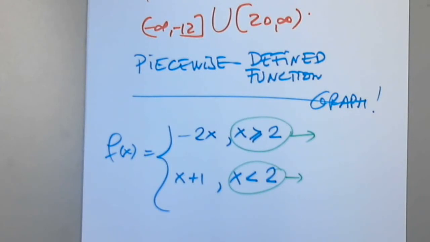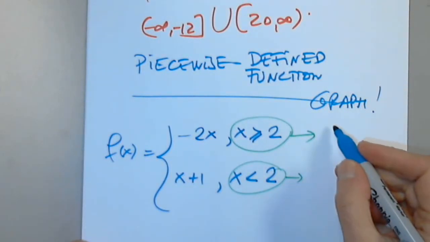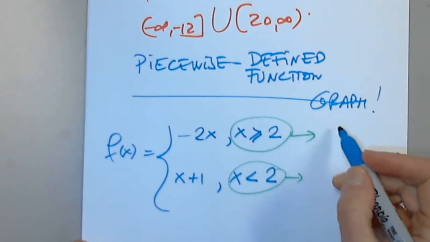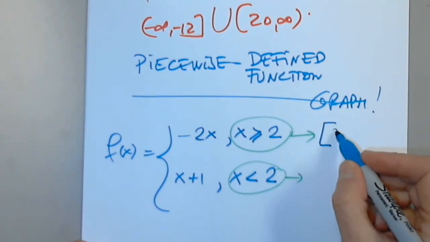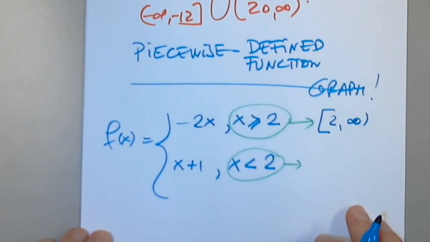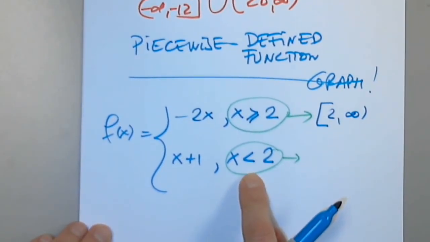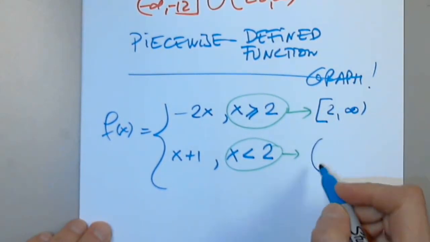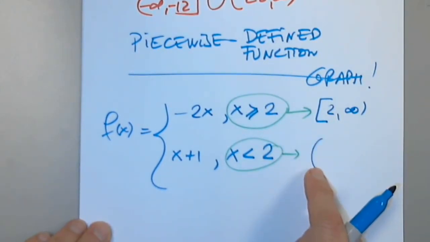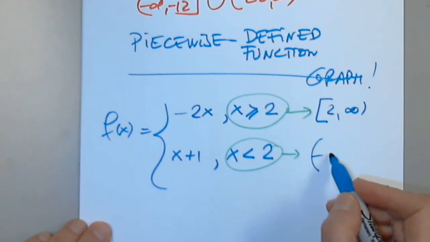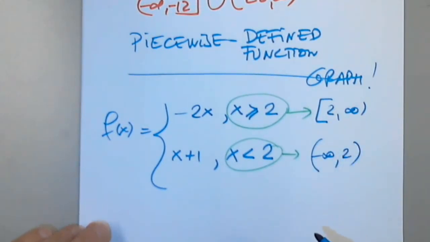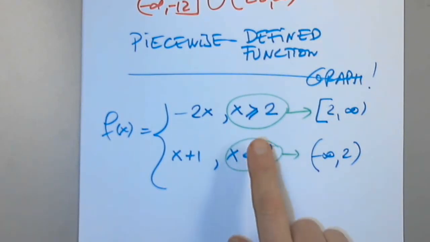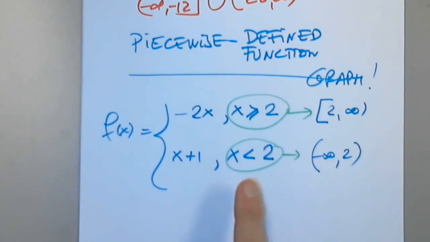The first one would be open parenthesis. Oh wait, okay, I can see that. Bracket 2, comma, infinity. Awesome. That's bracket. Parentheses. We agree? Any questions on the interval notation? Greater than or equal to 2, which means 2 to infinity, less than 2, negative infinity to 2.